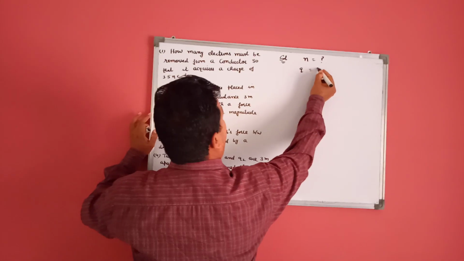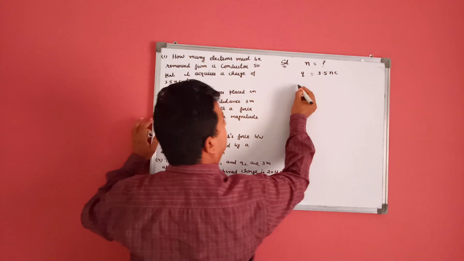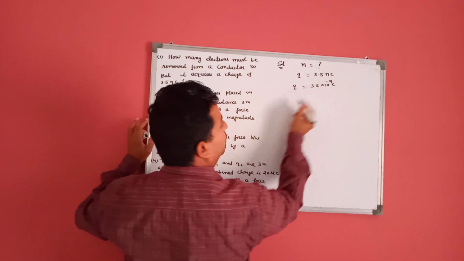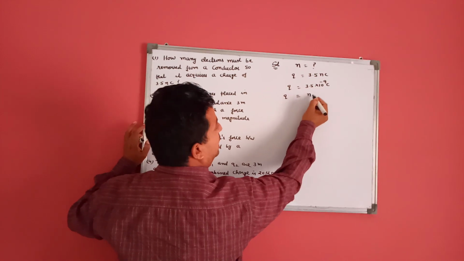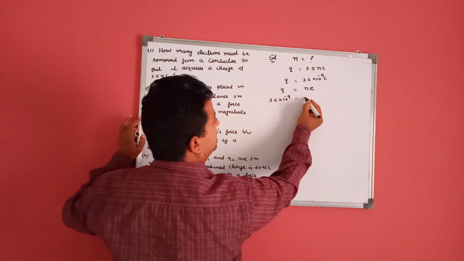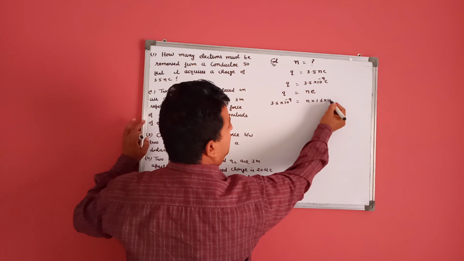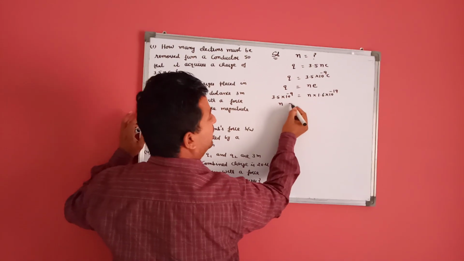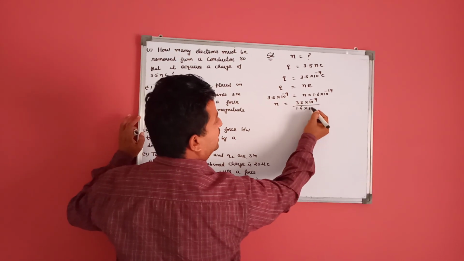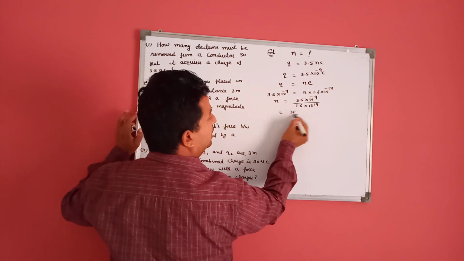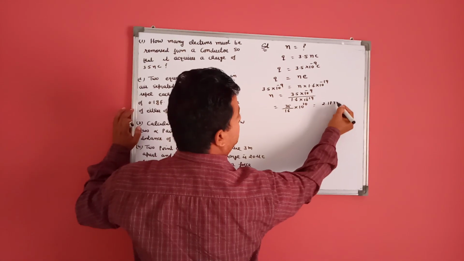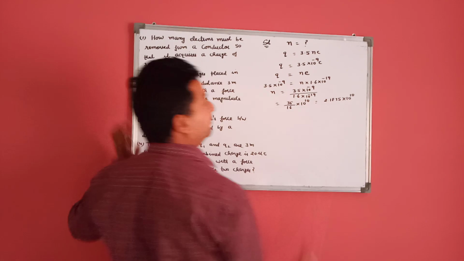Charge is 3.5 nanocoulomb. Nano is 3.5 multiplied by 10 to the power minus 9 coulomb. According to quantization of charge, Q is equal to Ne. The value of Q is 3.5 into 10 to the power minus 9. e is the elementary charge, which is equal to 1.6 into 10 to the power minus 19. Then divide this by 1.6 into 10 to the power minus 19. This is 35 by 16 into 10 to the power 10, which is 2.1875 into 10 to the power 10.